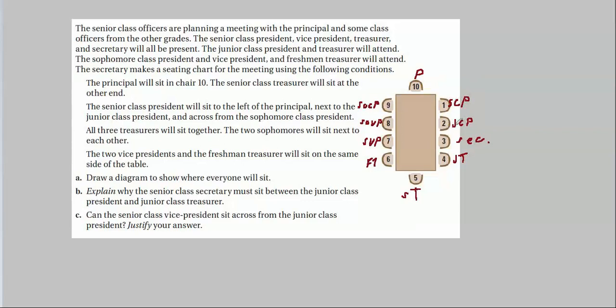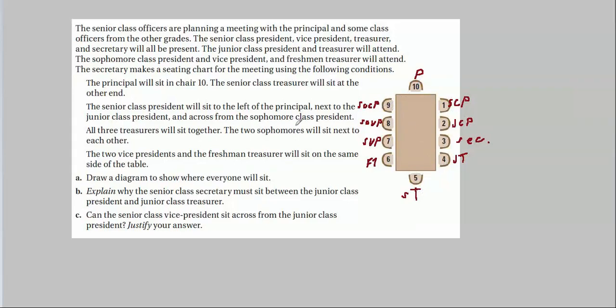So he's next to the junior class president, but directly across from the sophomore class president. All 3 treasurers will sit together. You have to wait a minute before we put those in. Let's get some more information first, because at this point we've got this guy, this one, and this one. That leaves us 3 seats here. It's tempting to just throw some treasurers in there, but we've already got one down here. So that means the treasurers could be here, here, and here, or here, here, and here. We don't know yet. So we'll have to do some more reading.